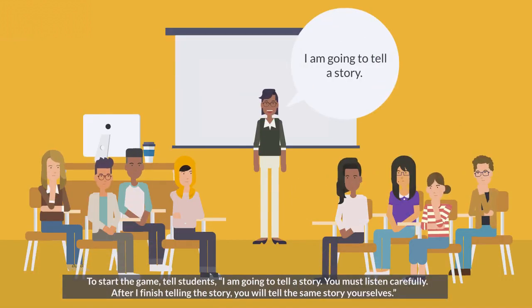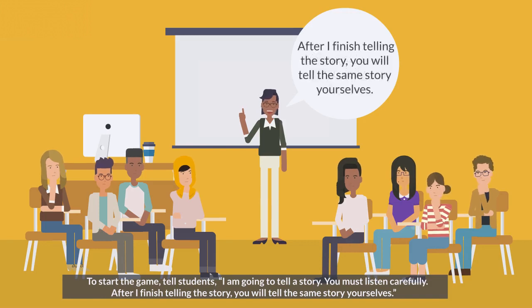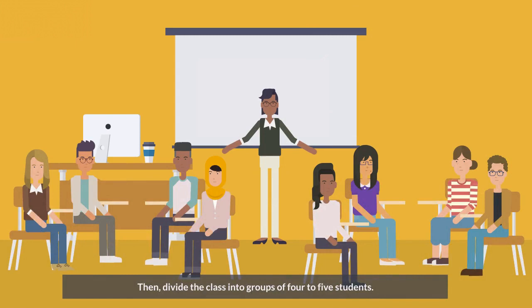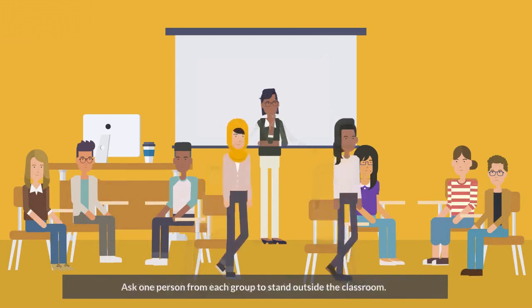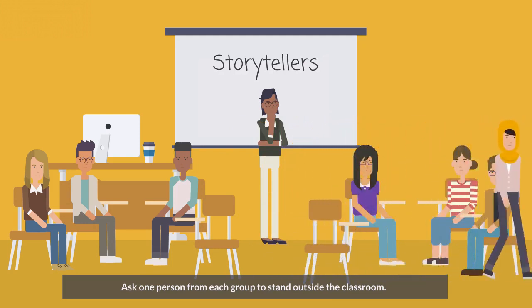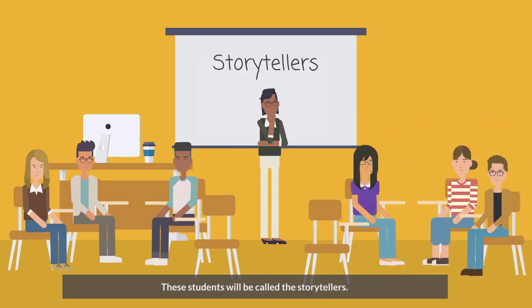To start the game, tell students, "I'm going to tell a story. You must listen carefully. After I finish telling the story, you will tell the same story yourselves." Then, divide the class into groups of 4 to 5 students. Ask one person from each group to stand outside the classroom. These students will be called the storytellers.